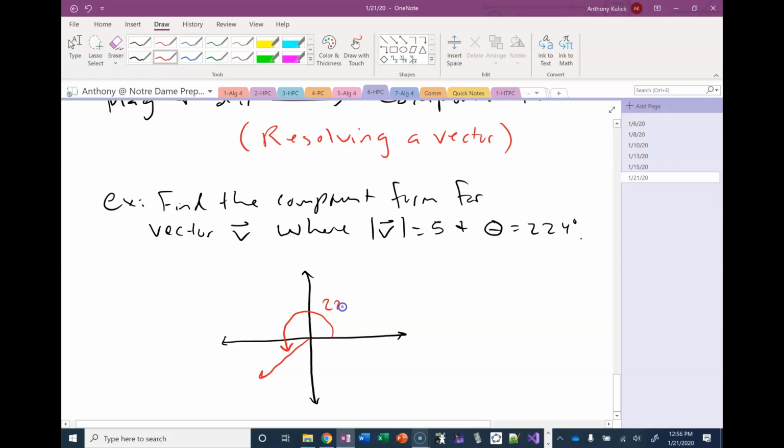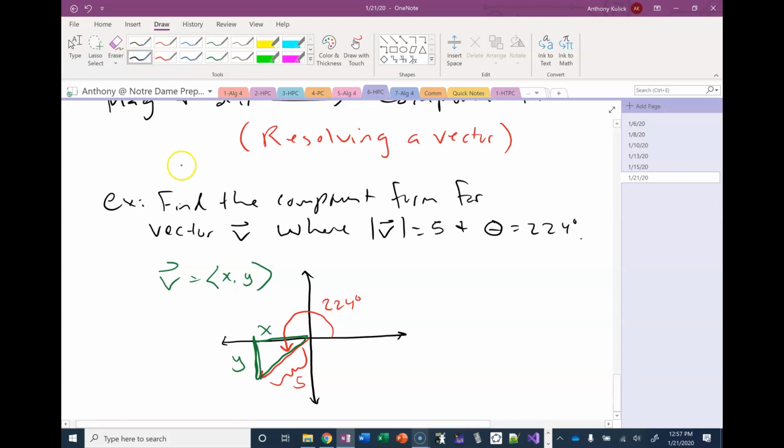Everybody agree with that? I know the length for this angle then is 5, or the length of the side when I draw my right triangle is 5. So basically what I want is that I need the side lengths for that triangle to figure out my components for the component form.